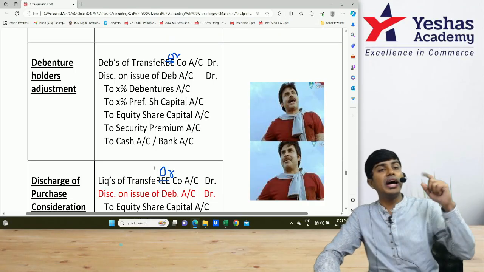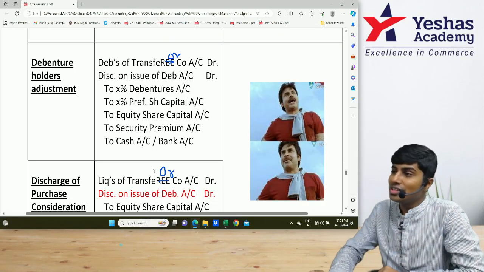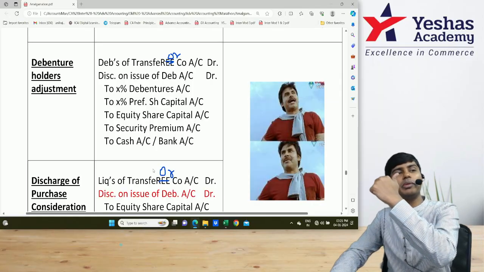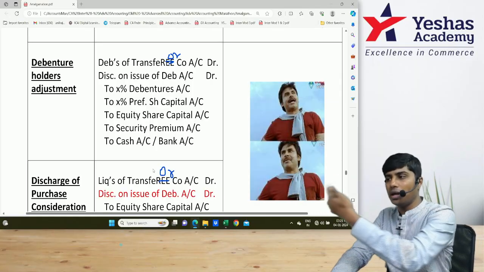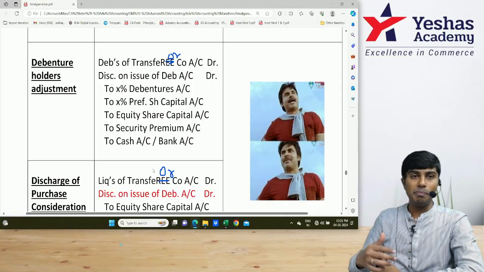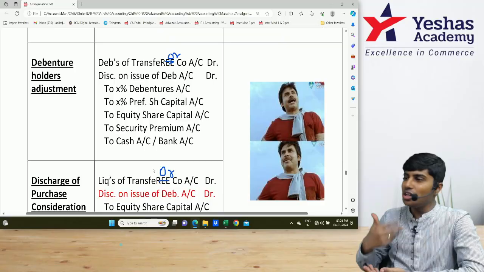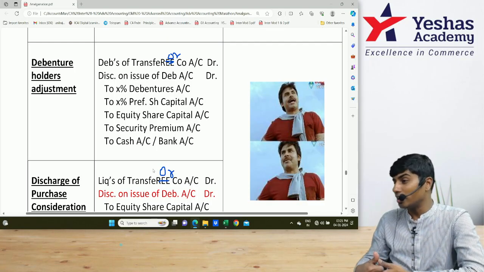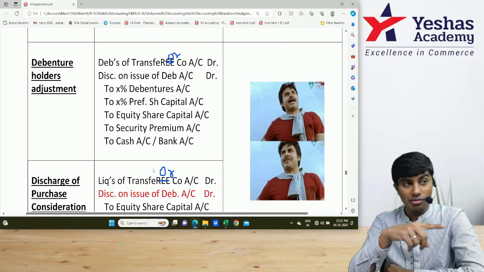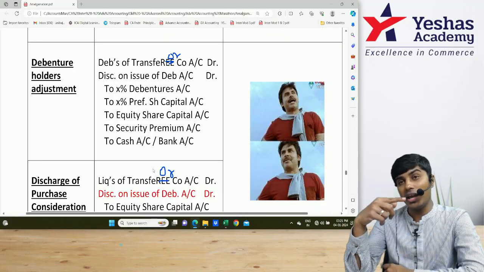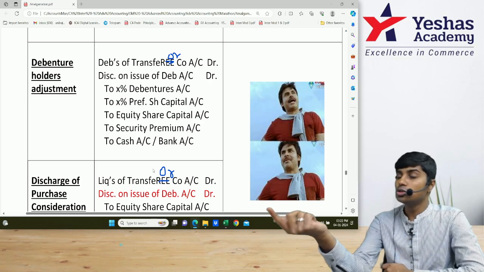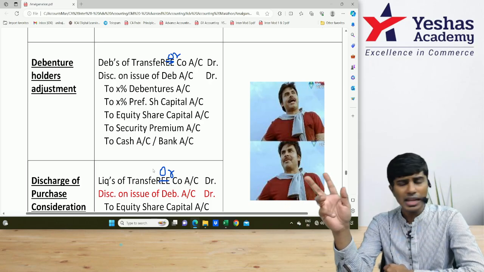D over, then R. Realization expenses. These realization expenses should actually be incurred by transferor. But if they don't pay, we pay it on their behalf. When we pay, usually we write expense to cash. Here we can't write expense to cash because it is not our expense. If it is merger, their reserves will become ours. We're paying it out of their reserves to them. So we write reserves and surplus to cash.